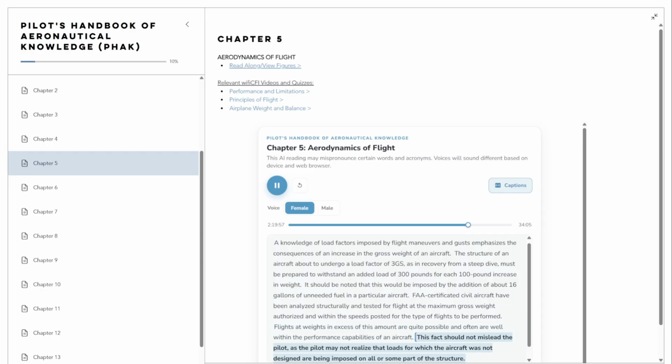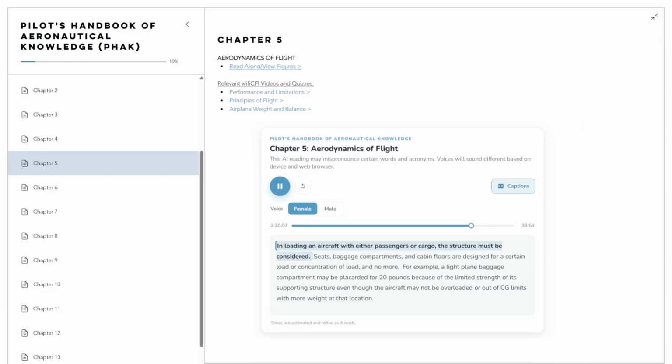This fact should not mislead the pilot, as the pilot may not realize that loads for which the aircraft was not designed are being imposed on all or some part of the structure. In loading an aircraft with either passengers or cargo, the structure must be considered. Seats, baggage compartments, and cabin floors are designed for a certain load or concentration of load, and no more. For example, a light plane baggage compartment may be placarded for 20 pounds because of the limited strength of its supporting structure, even though the aircraft may not be overloaded or out of CG limits with more weight at that location.